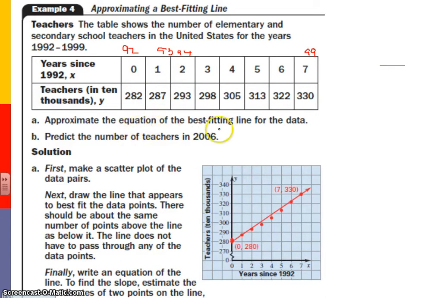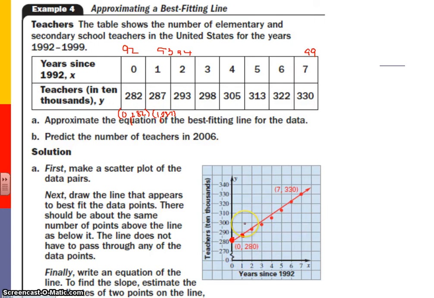Approximate the equation of the best fitting line. Here's how we do that. First, make a scatter plot. So these are your ordered pairs up here. 0, 282. So at the 0, we go to 282. You can see they already plotted it. 1, 287. 1, 287 is about there.